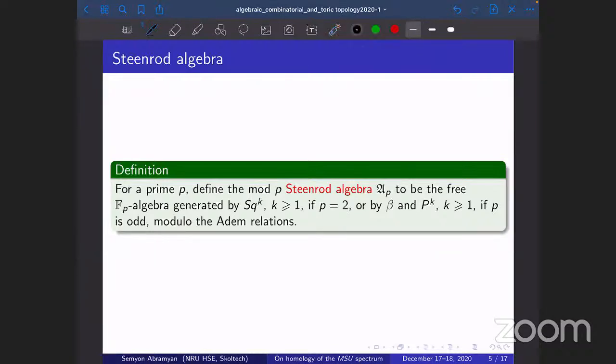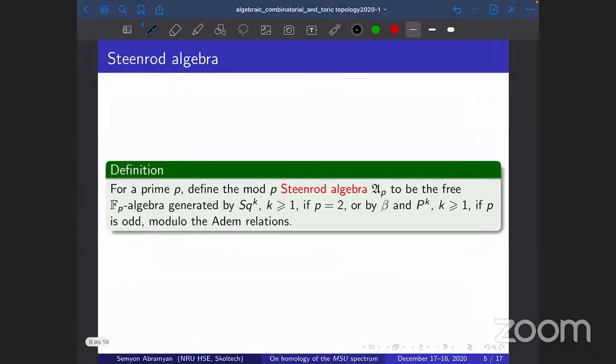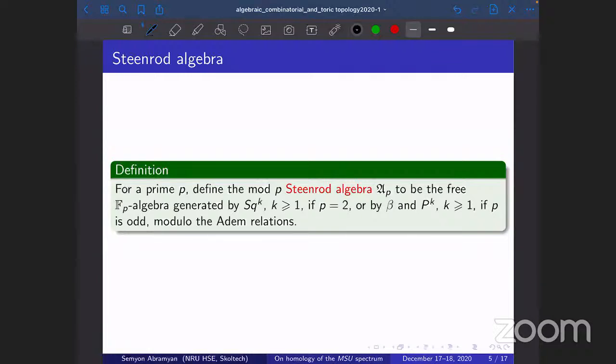Now, by the Cartan-Serre theorem, there is a nice basis of this algebra. This basis consists of compositions of Steenrod operations for which the sequence of powers is so-called admissible. Actually, I don't want to define them here, but this is important, because we have a nice description of the dual algebra.